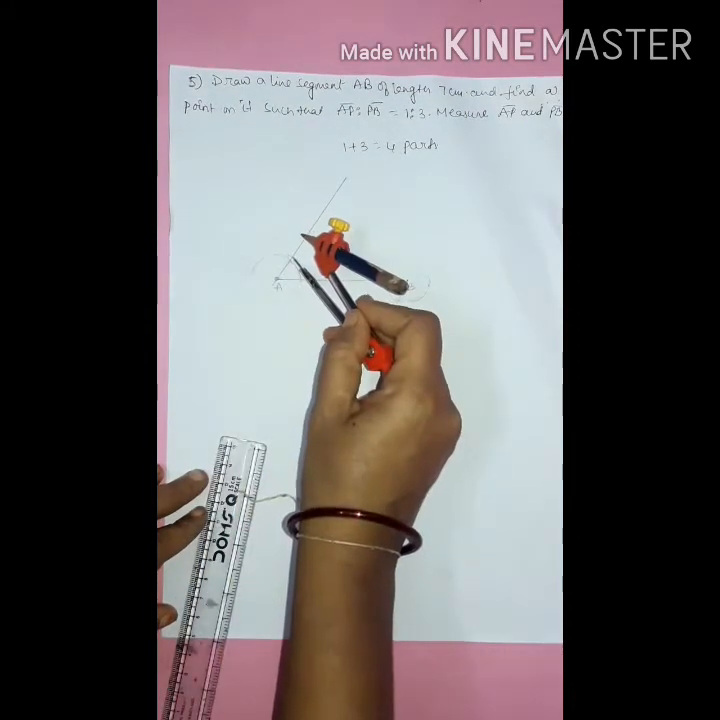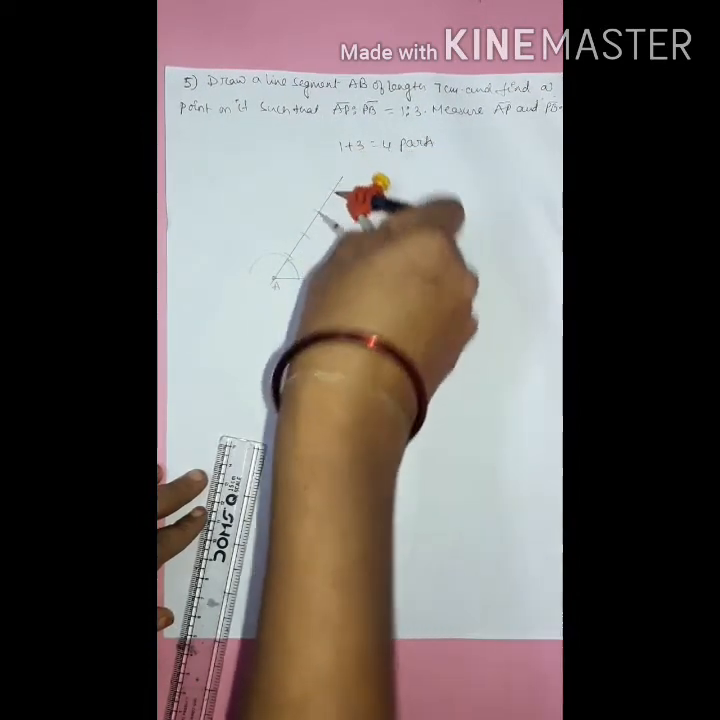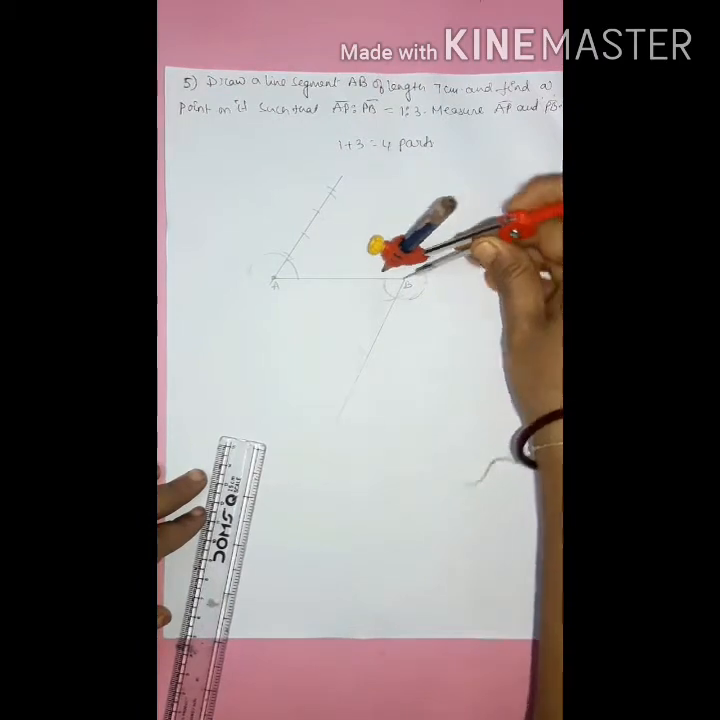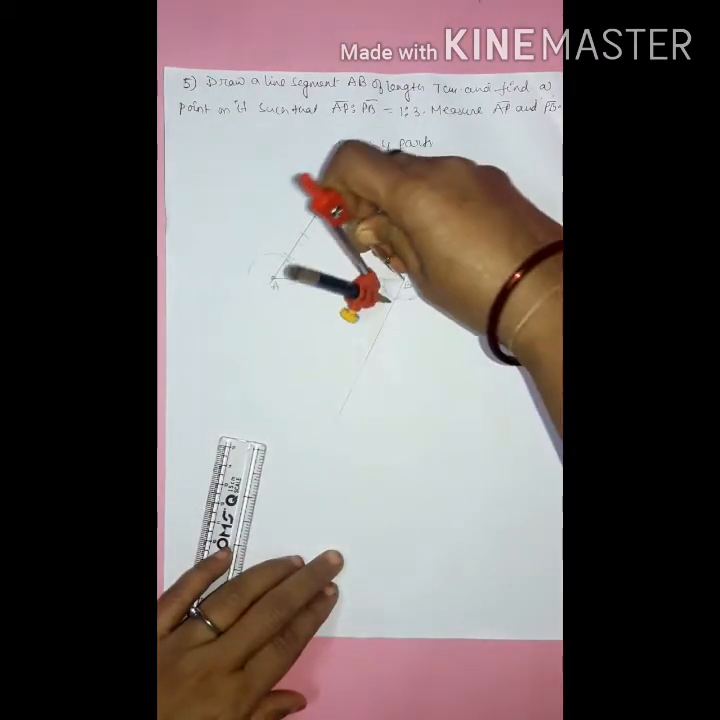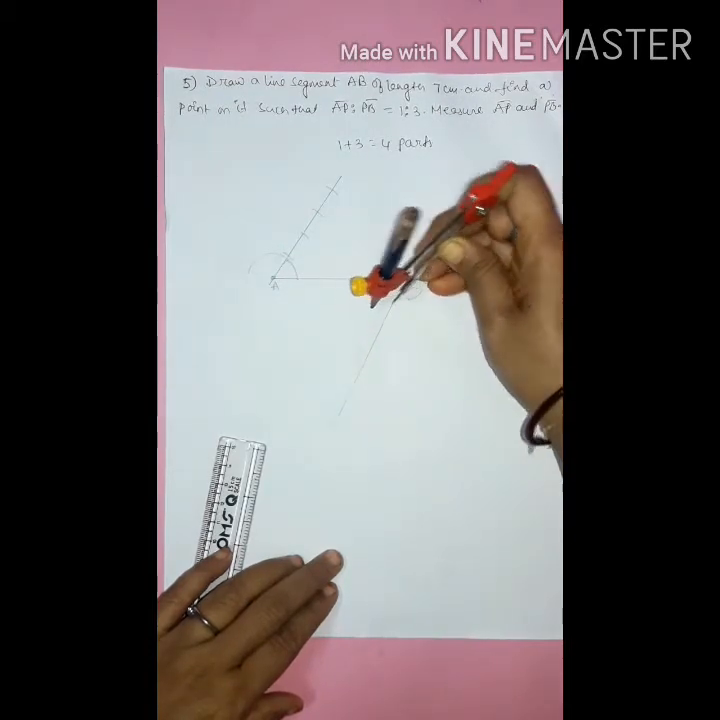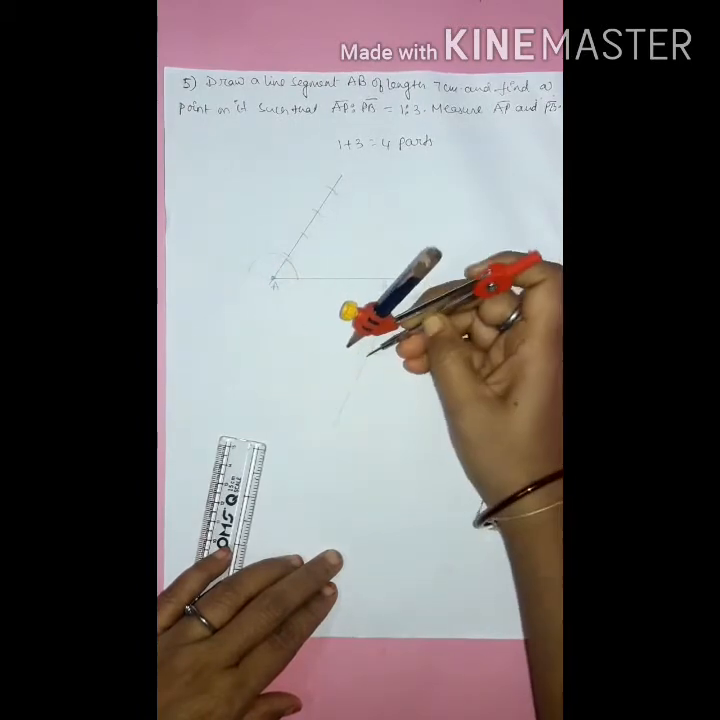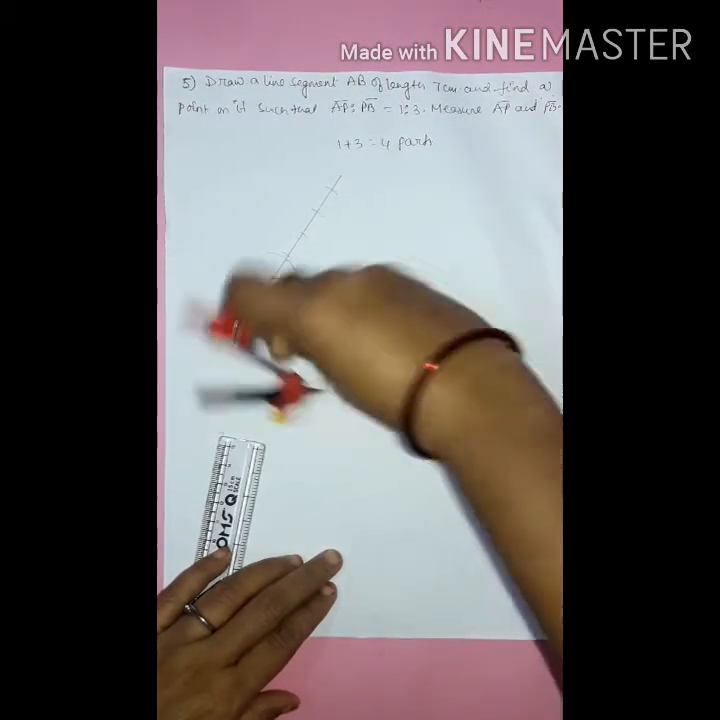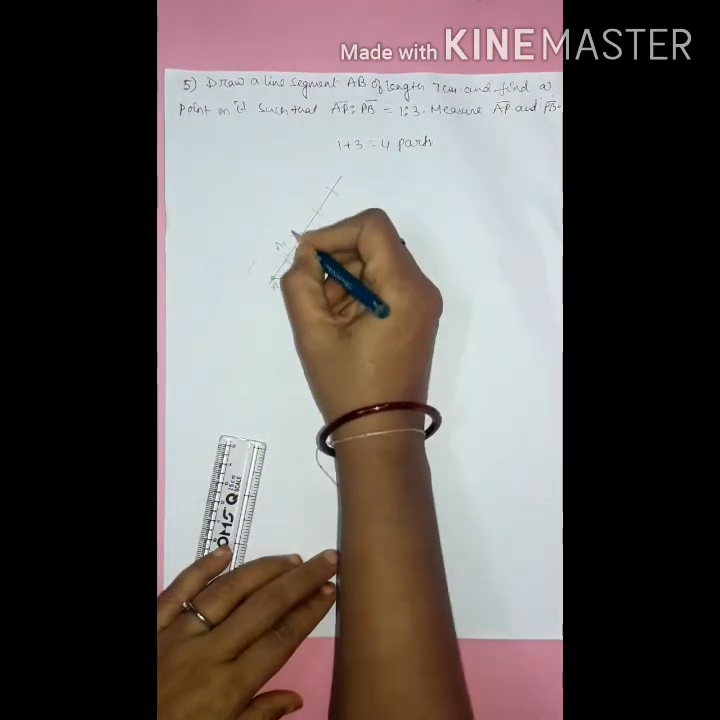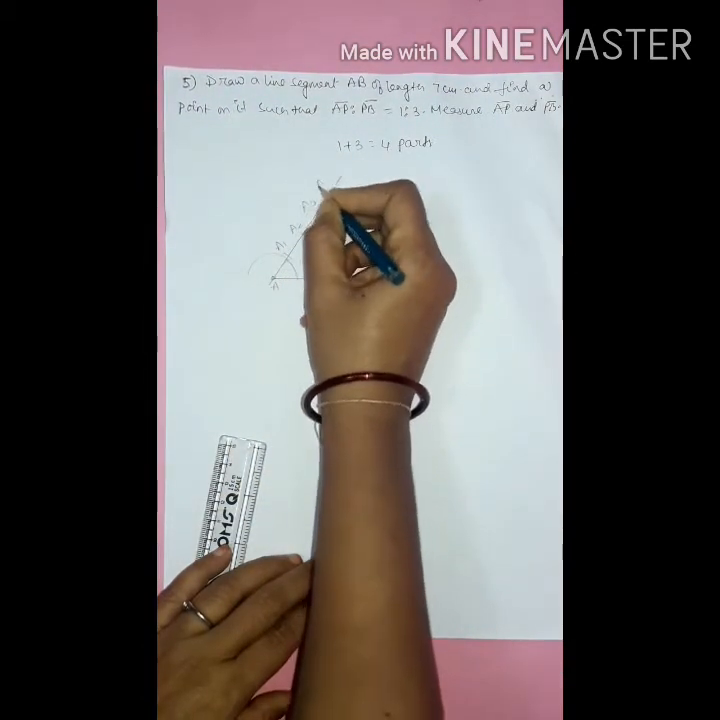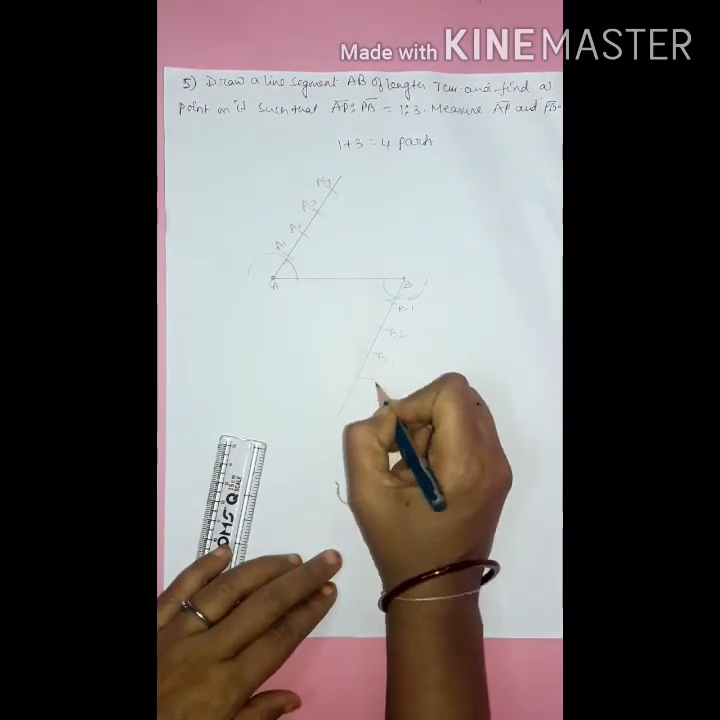1, 2, 3, and this is 4. Same arc, don't change the radius over here. 1, 2, 3 and 4. So the names given are A1, A2, A3 and A4. It is also B1, B2, B3, B4.